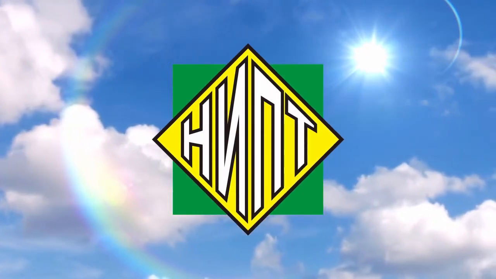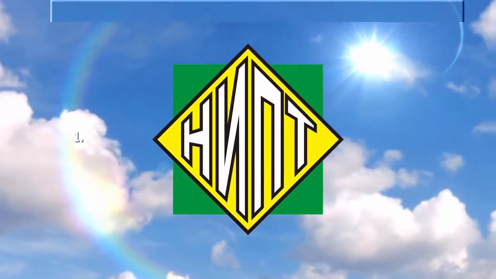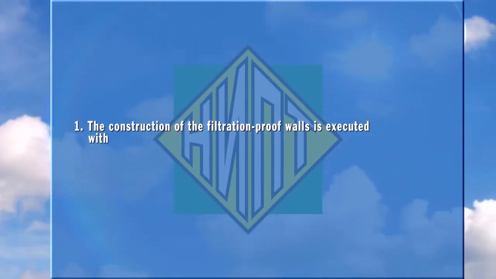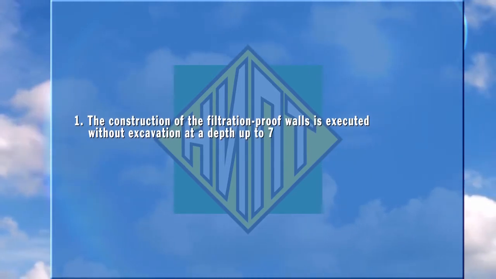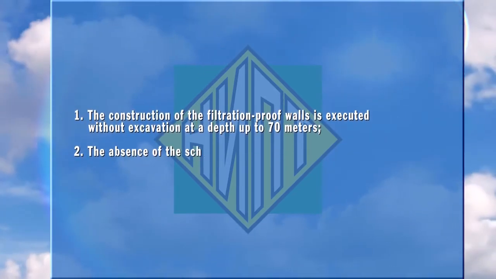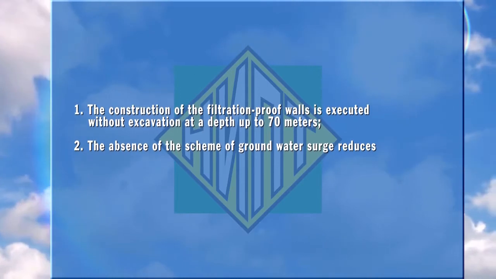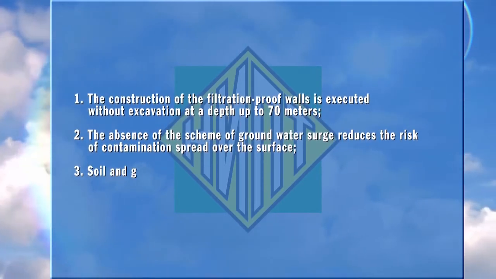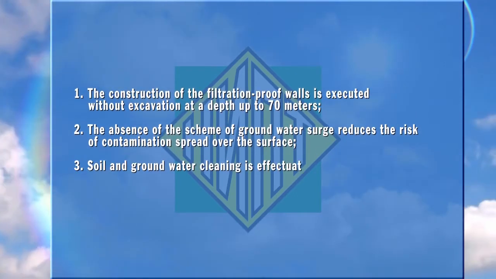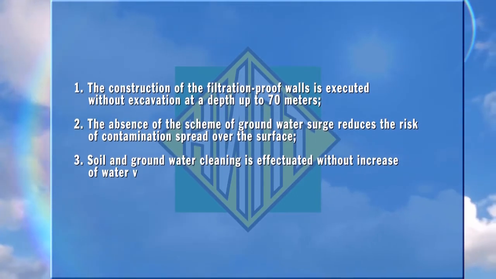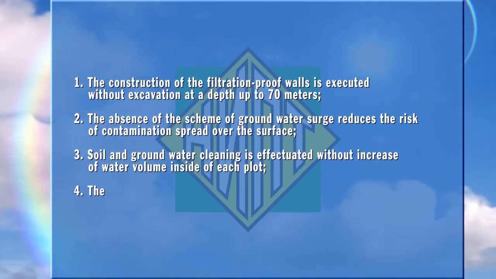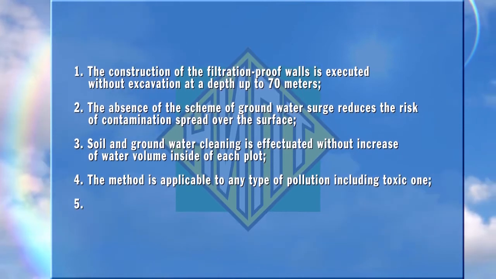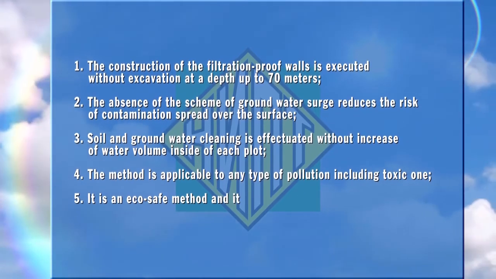Specific features of our method are as follows. The construction of the filtration-proof walls is executed without excavation at a depth up to 70 meters. The absence of a groundwater surge scheme reduces the risk of contamination spreading over the surface. Soil and groundwater cleaning is effectuated without increase of water volume inside each plot. The method is applicable to any type of pollution, including toxic. It is an eco-safe method, and it does not have a negative impact on the environment.